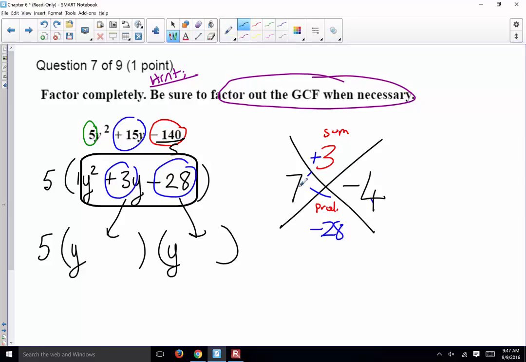Now check again. What is 7 times negative 4? Negative 28. Check. 7 add negative 4 is positive 3. Check. Both checked. So you're just going to place positive 7 and negative 4 here. And done. Be done with it. Okay? Any questions?